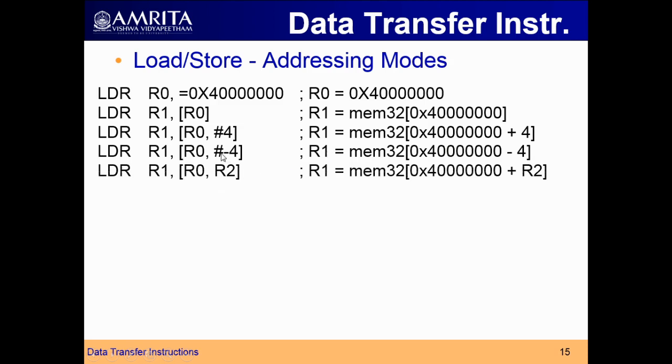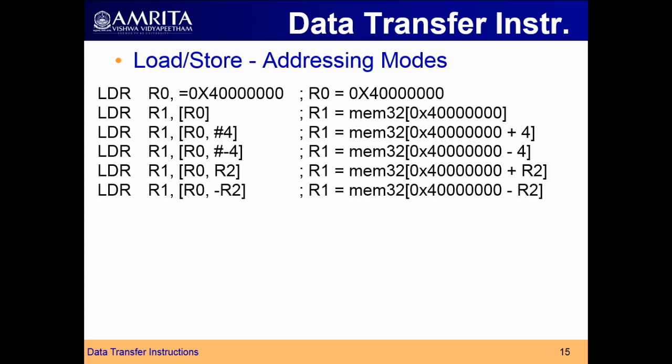Here, instead of writing an immediate offset, you are storing the offset in another register known as R2. So how will the address updation be done? Base address plus the content of R2. Content of R2 is nothing but the offset. Whatever content is there in R2 will be added to the base address, and from the updated address location, one word of data will be moved on to R1.